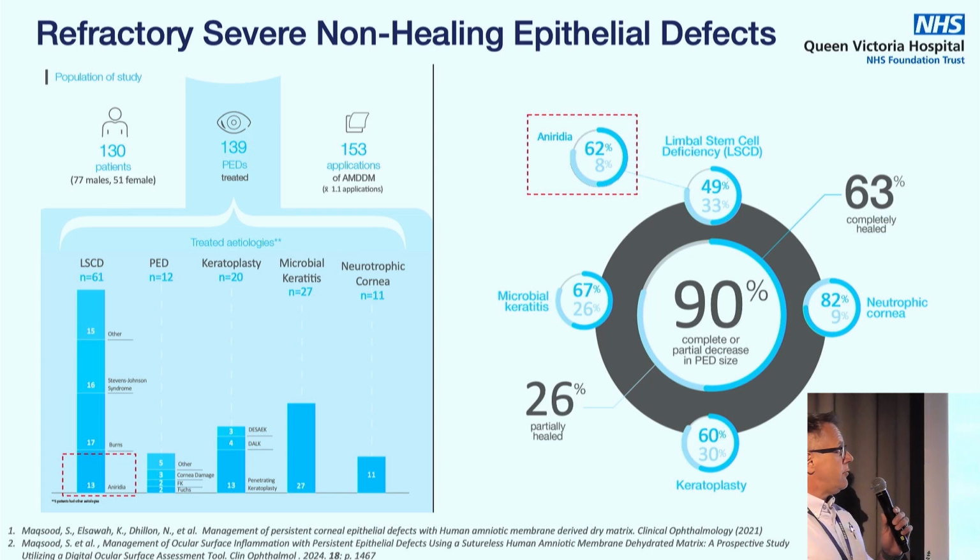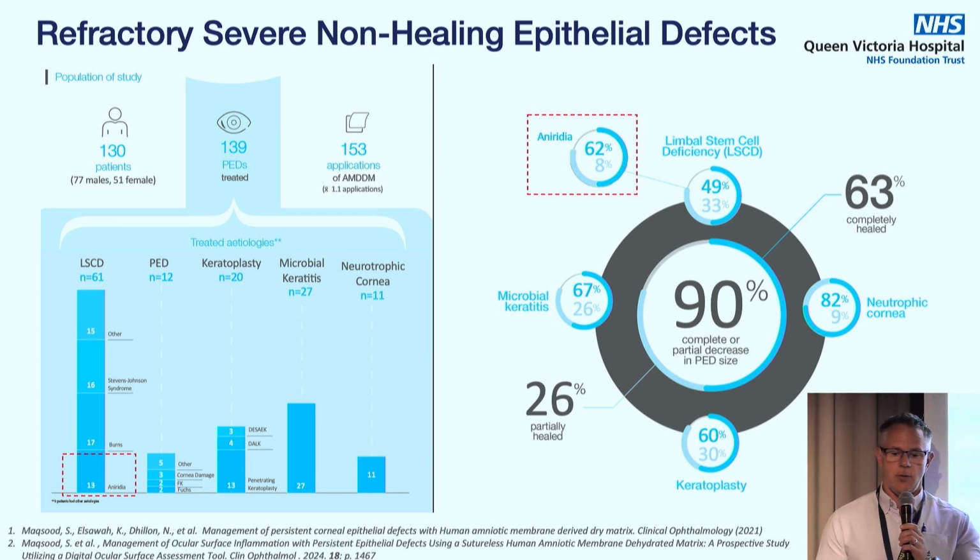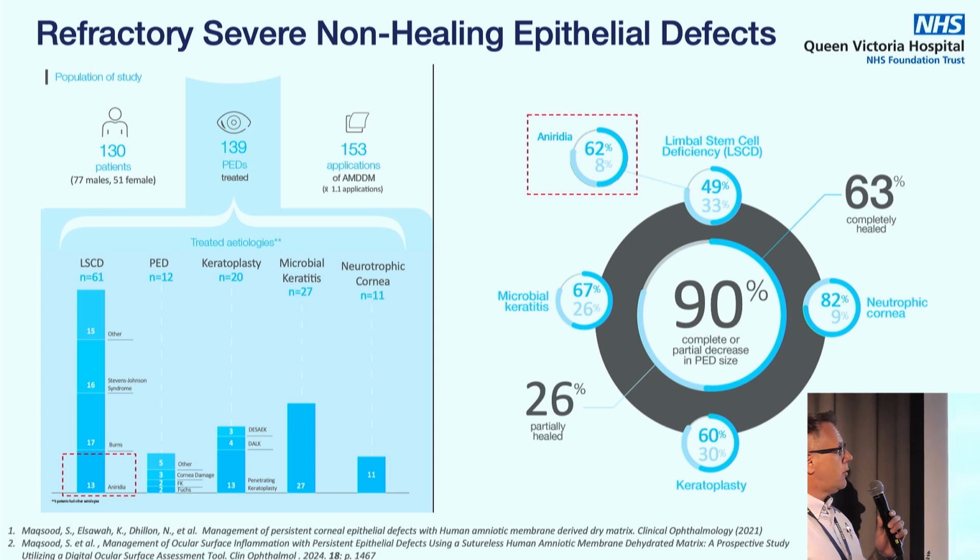The group that didn't respond quite as well, which you'd expect, was the limbal stem cell deficient group. Around half of them completely healed. But when you pull out the aniridia subgroup, it's slightly higher at 62%. So aniridia patients actually respond quite well to the treatment.